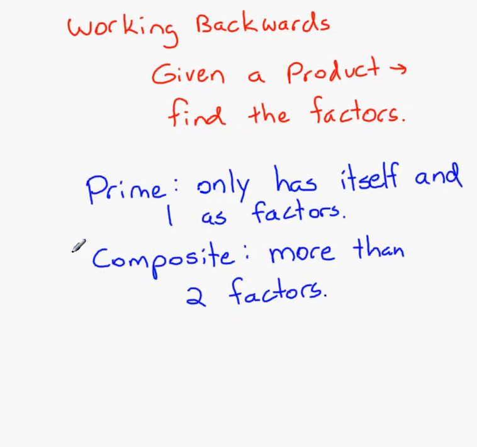Remember our two little tricky ones here. Prime numbers only have themselves and 1 as factors, and composite numbers have more than 2 factors. Now, if you don't remember that, that's way back in 1.6. You could actually go back and check that out, but that's a while back.